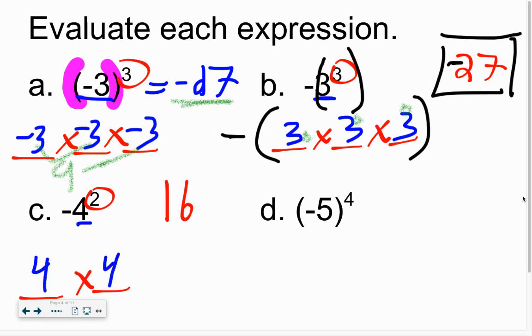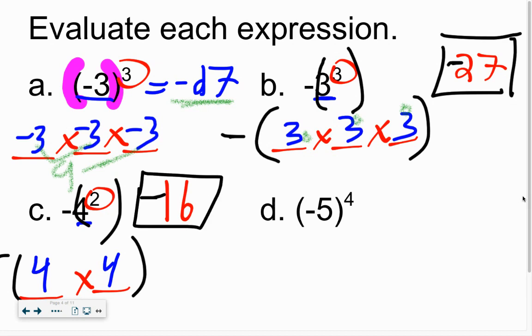read as the opposite of 4 squared. So it's like there's a parenthesis there, the opposite of 4 squared. So 4 squared is 16, but the opposite of it is negative 16. The only right answer for C is a negative 16. Be very careful. Here we go with this one again.